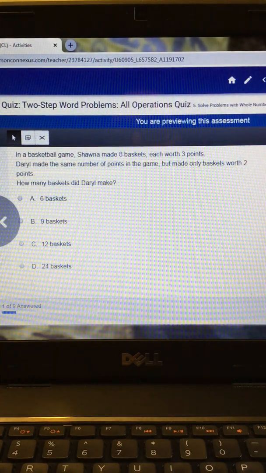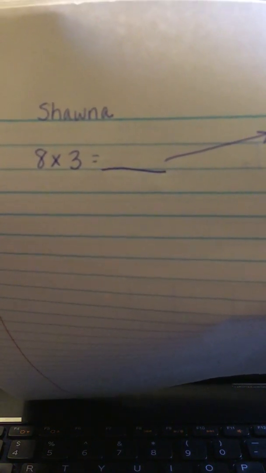In a basketball game, Shauna made 8 baskets, each worth 3 points. Daryl made the same number of points in the game, but only made baskets worth 2 points. How many baskets did Daryl make? So we are going to have an equation that looks like this. First, we need to figure out how many points Shauna made. So if we do 8 times 3, we get her amount of points.